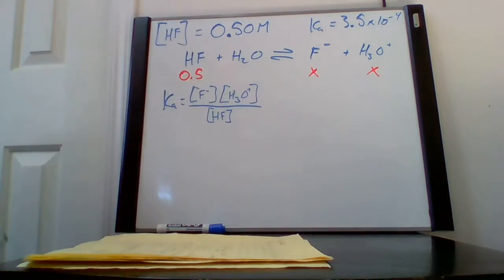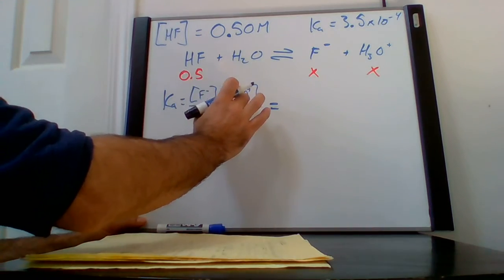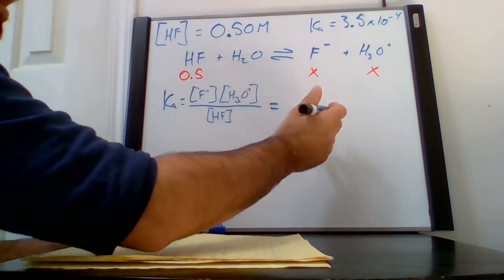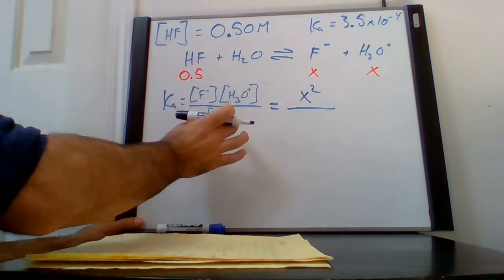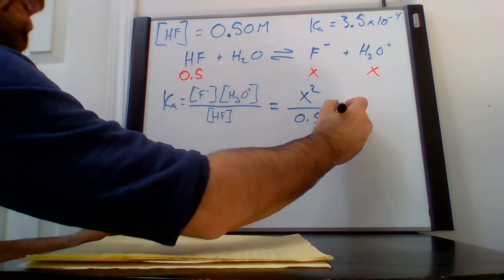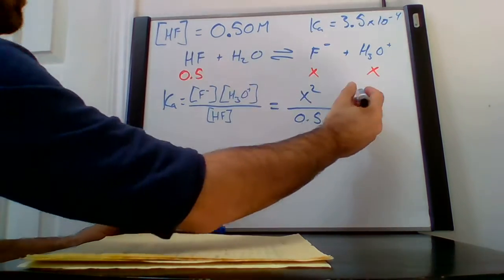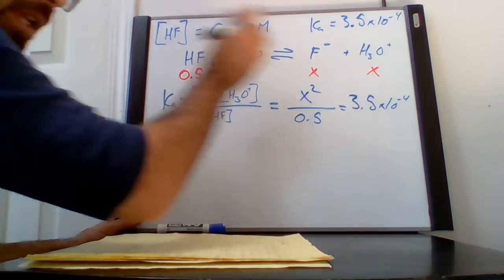If we plug in our values, our concentration of F minus and concentration of H3O plus are both X. So we end up with X squared divided by our concentration of HF, which is 0.5. And we were given our Ka value of 3.5 times 10 to the negative 4.